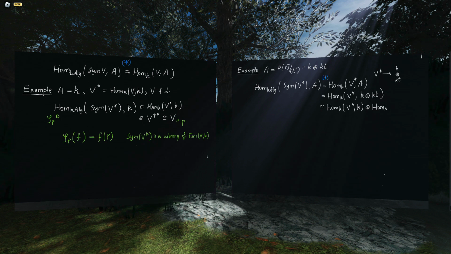and a K-linear transformation from V star to Kt. This is just a one-dimensional vector space that has a basis t, so I'm just going to drop the t. But that's just two copies of V double star, so that's V plus V. What are we supposed to make of that? A K-algebra homomorphism from Sym V star to this larger algebra is really two points in V.